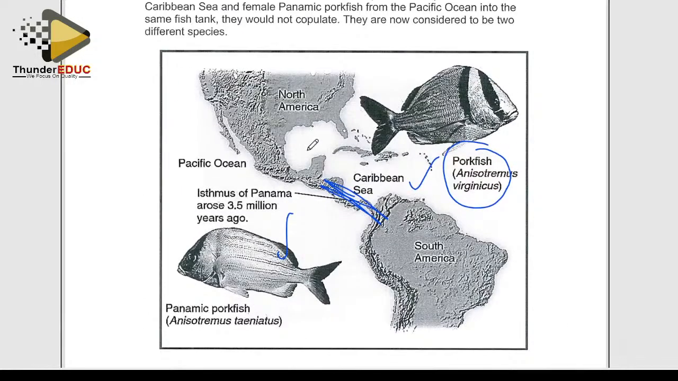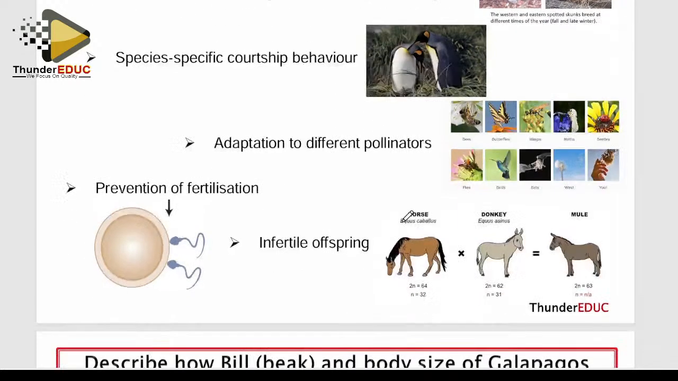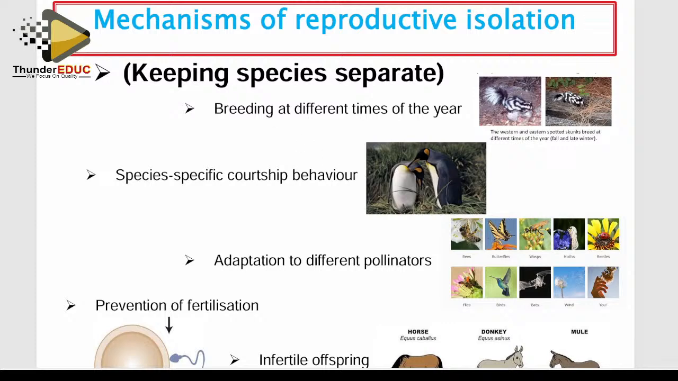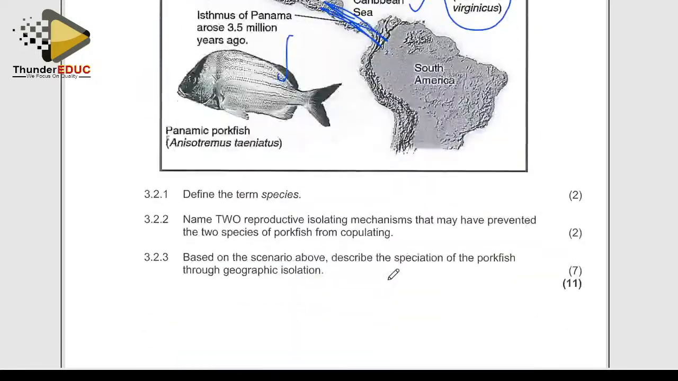What do you think made them not copulate? First of all, it could be the distance. Basically, the distance between the two. Then number two, because this one is warmer and this one is cooler, maybe they are breeding at different seasons of the year. So it also could be a problem. So there is a barrier. The barrier prevents them from having gene flow.